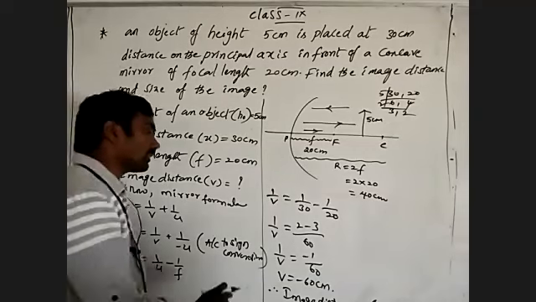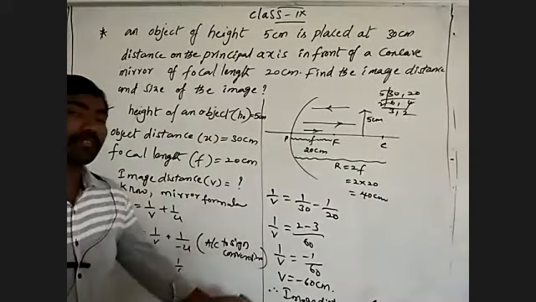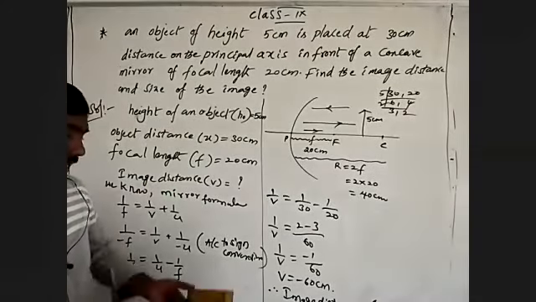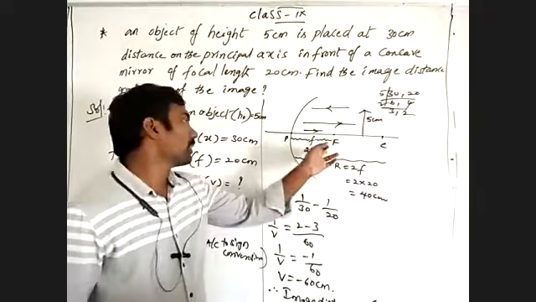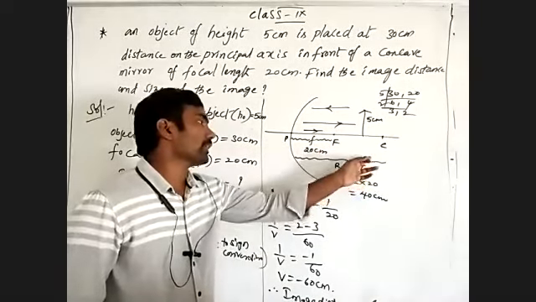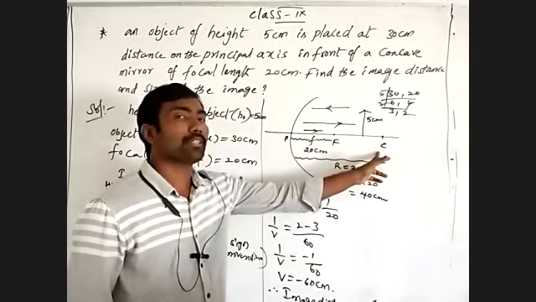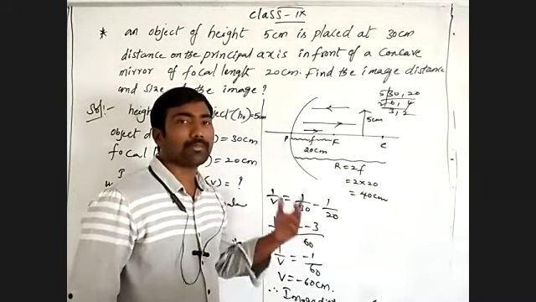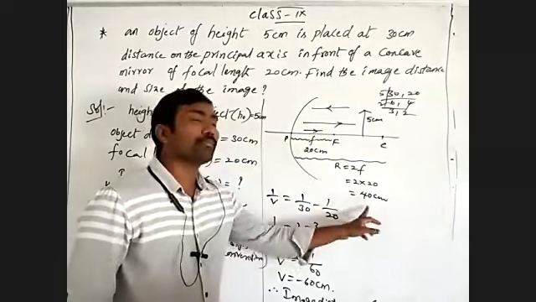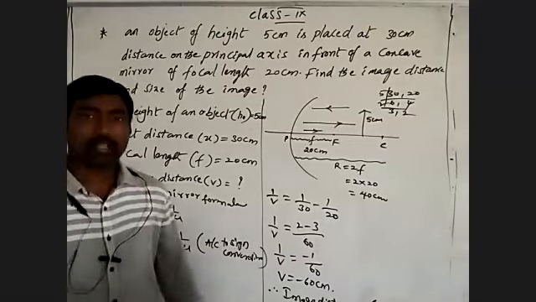What we are getting as the answer must follow the sign convention. Understand? This is to find the image distance. The focal length is 20 centimeter, the radius of curvature is 40 centimeter, and the object is placed between the focus and the center of curvature, so the image should form beyond the center of curvature. Means it should be more than 40. So the image distance is 60 centimeter. Is it correct, no?